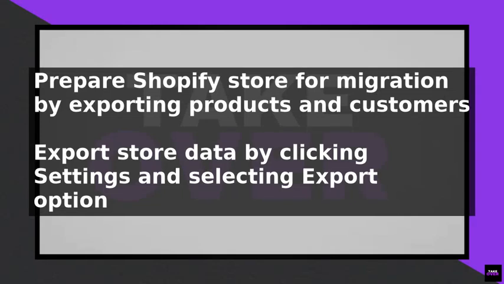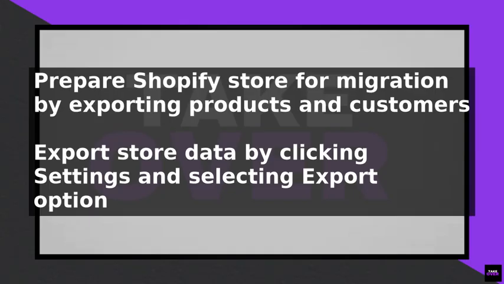To make a redirect store from Shopify to WooCommerce, start by preparing your Shopify store for migration. This involves exporting your products, customers, and orders from Shopify. You can do this by going to the Shopify admin panel, then clicking on the Settings option and selecting the Export option to download your store data.